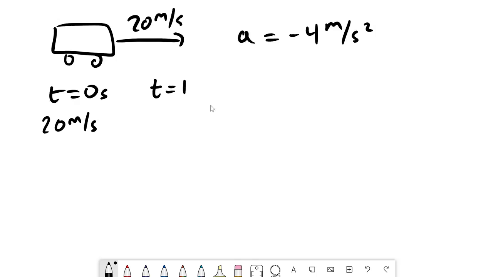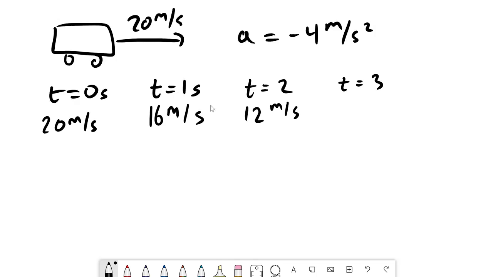T equals 1. So now it's changing velocity in the negative direction, so we have to subtract, right? Every second the velocity is changing by 4 meters per second in the opposite direction, so it's 16 meters per second. T equals 2. Again, we have to change the velocity. As the change in velocity happens, it's -4, so it's 12 meters per second. And then keep this pattern going and we'd get 8 meters per second.